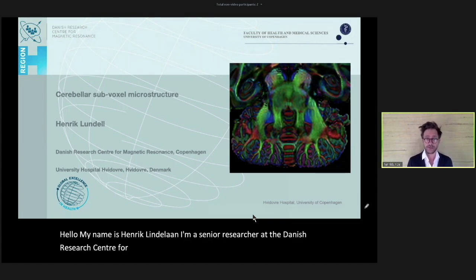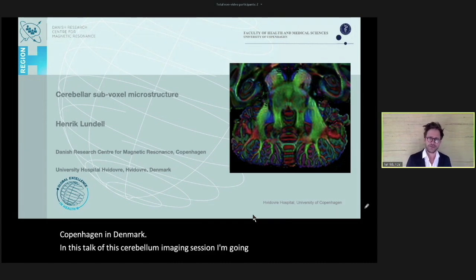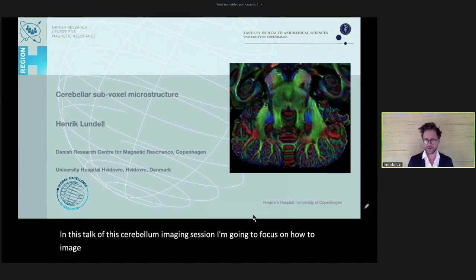Hello, my name is Henrik Lundell, and I'm a senior researcher at the Danish Research Center for Magnetic Resonance, which is in Hvidovre, outside Copenhagen in Denmark. In this talk of this cerebellum imaging session, I'm going to focus on how to image cerebellar subvoxel microstructure, mainly with diffusion-weighted techniques.